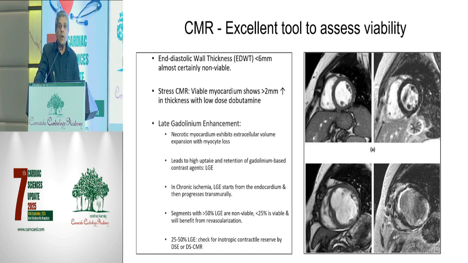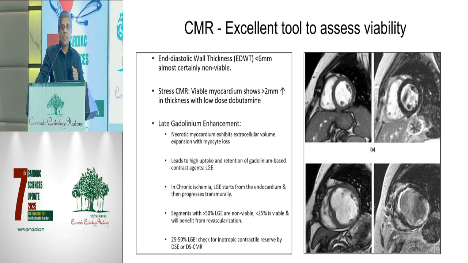Cardiac MRI is now coming up as a very important tool for many cardiac diseases. If we have an end-diastolic wall thickness of less than 6 millimeters, some people talk about 5.5 millimeters, then it's almost always non-viable. We can also perform stress MRI. Low-dose dobutamine can be infused, and then MRI can be taken before and after. If there is 2 mm or more thickening of the myocardium, that means the myocardium is viable.